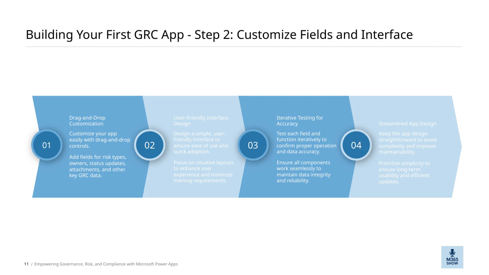This is where you really start tailoring the app to meet your organization's specific needs. One of the great things about Power Apps is how easy it is to customize with drag-and-drop controls, making the process intuitive and efficient. You can add fields for risk types, owners, status updates, attachments, and other key GRC data. Whatever information is most relevant to your governance, risk, and compliance processes.